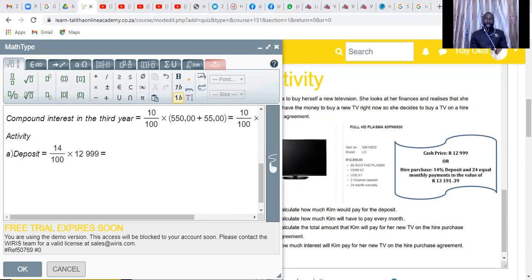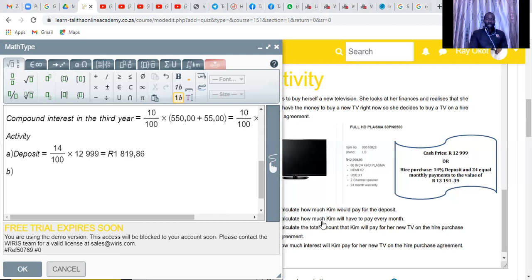So that is going to be 1,819 point what? 19.86. That is the deposit. The deposit is 14%. 14% means 14 divided by 100 of what? Of 12,999. Now the next thing we want to do is to calculate for what?